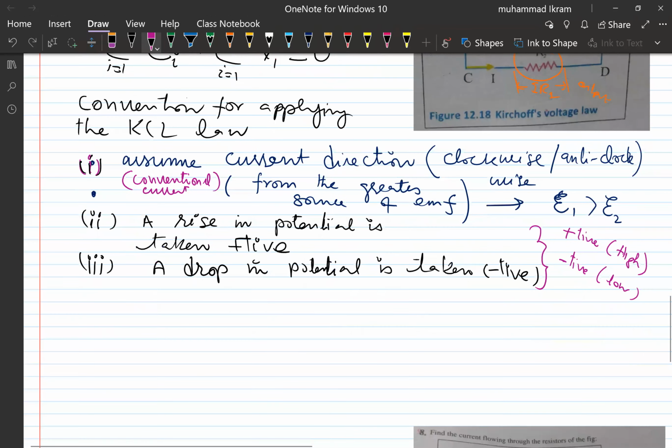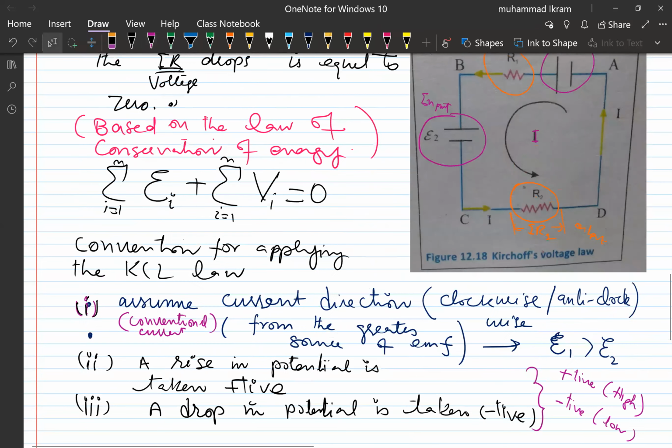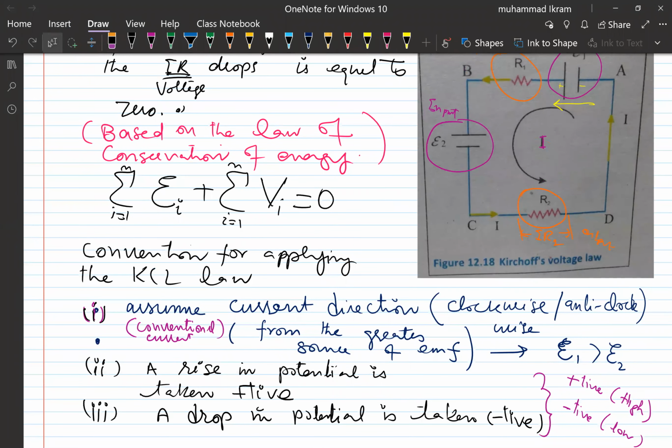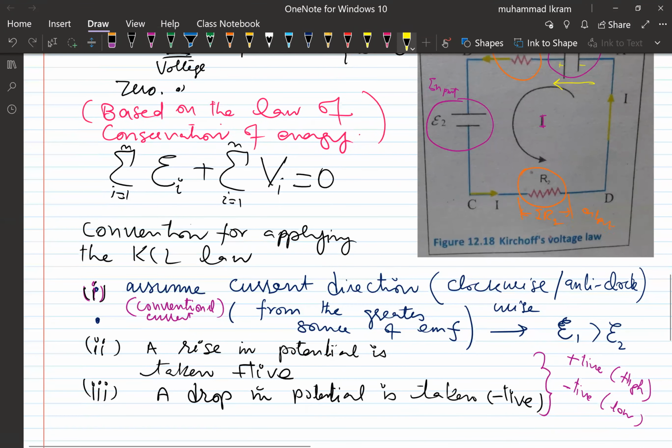The fourth important point here is, look and see. If I want to demonstrate, for example, if I just move in the direction of the current chosen from point A to B, you see what is going to happen. Look, this is negative and this is positive. So I'm moving from negative to positive, from low to high. That is the rise in potential, because I'm moving from low to high. So it is a rise in potential, and it will be considered as negative.